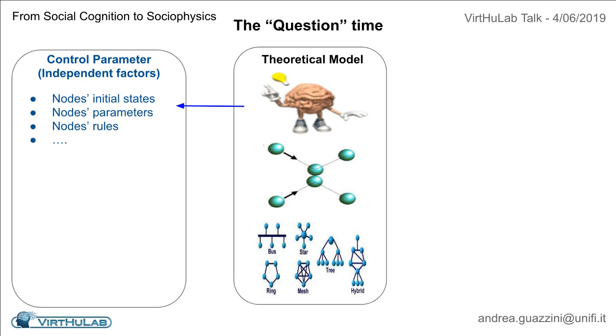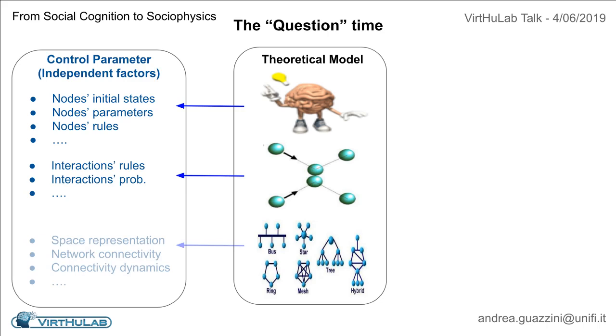Of course these choices are very important, and should always be driven by the theory, as well as by the Lewin's words. The control parameters could be related with the node's initial states, parameters or internal rules of behaviors. Other control parameters can be related with the rules determining nodes' interactions, or their consequences. Finally, some control parameters can be related with the network's topology, for instance varying the connectivity, or the connectivity dynamics.